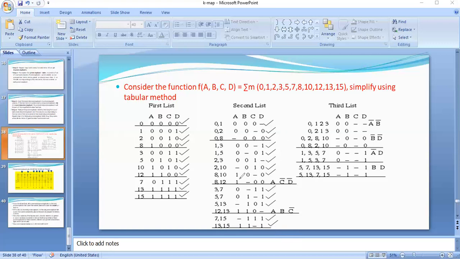See here, 8, 12 is not compared with any other prime implicant, so you have to leave it as it is. There is no tick mark placed here. Okay, so here this is the third phase. In the third phase also, see here these are pairs, these are quads. These quads, after comparison, may also form an octet if they compare.